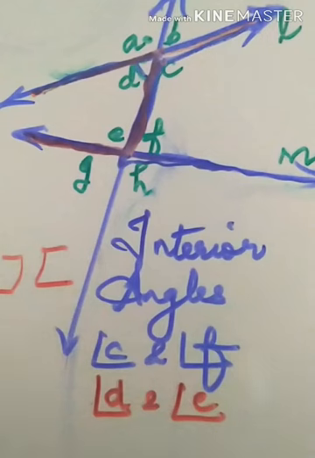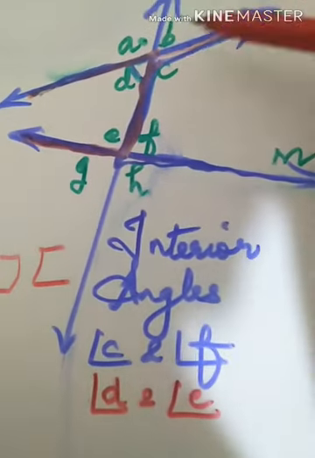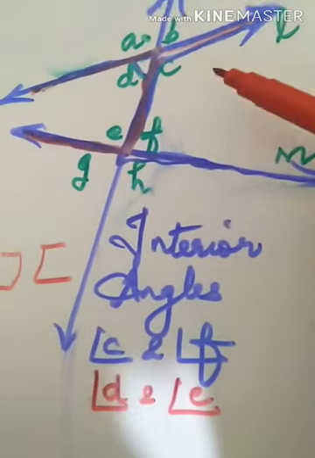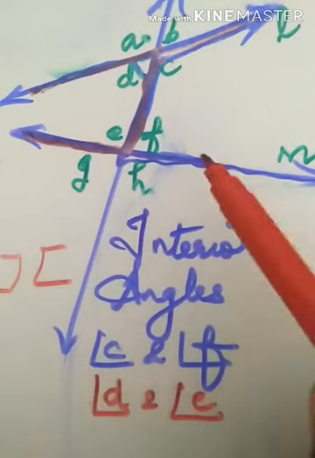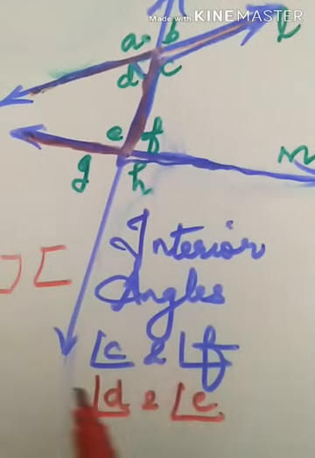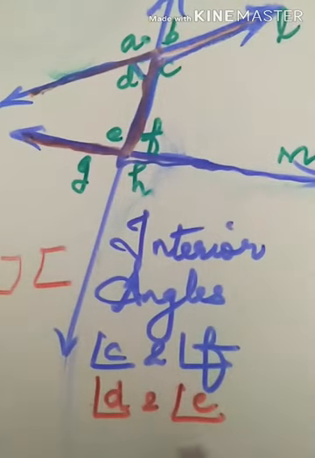Now, there is a speciality of these interior angles. The sum of interior angles will be equal to 180 if these two lines are parallel. But in this case, we have done this in Euclid's postulate, remember? In this case, these two lines are intersecting. So the sum of interior angles will never be equal to 180. If the lines are parallel, then the sum of interior angles will be equal to 180.